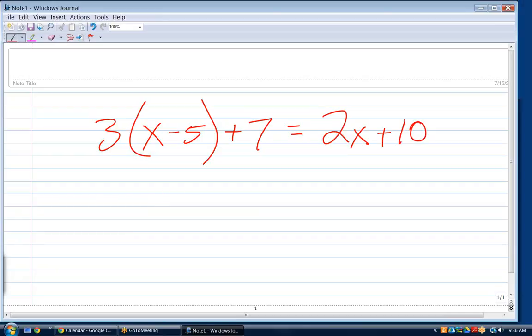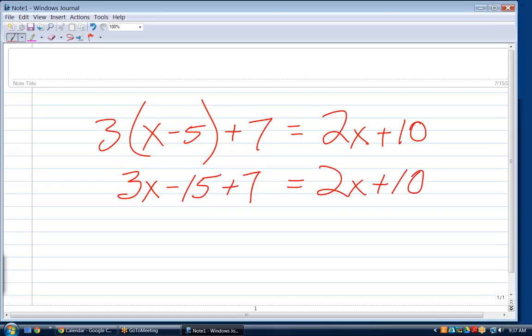Do 3 times x and 3 times negative 5. Okay, so the next line reads 3x. Keep going. X minus 15. Plus 7. Yeah, okay. Now, what's the next step? Add the negative 15 and the 7. Okay. So what's that line? 3x minus 8.